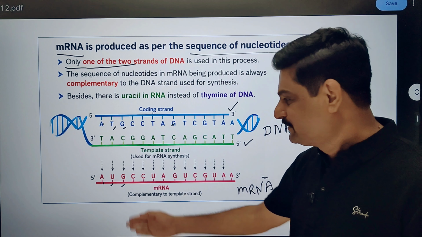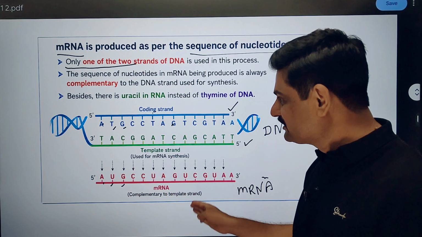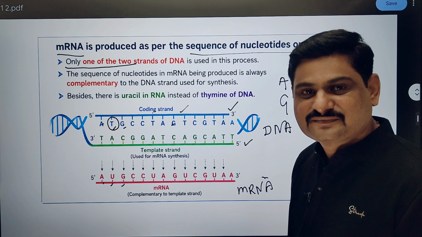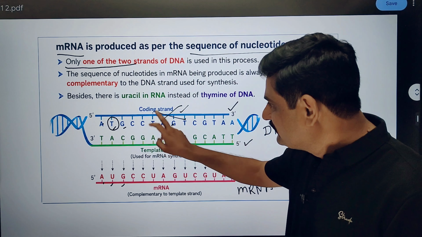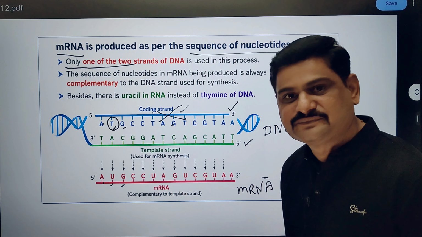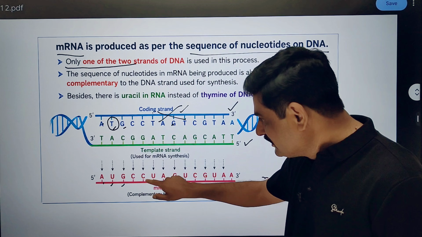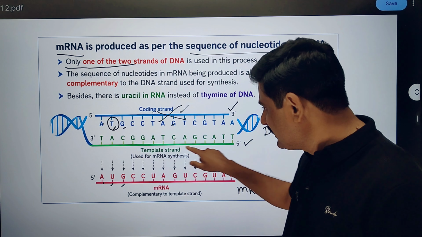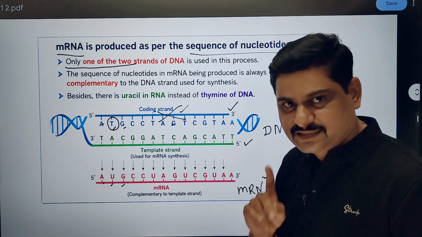It is similar there. If you read the sequence, leaving aside this T, you will find the same sequence. Here and here, the same sequence. So I am not interested in this blue strand. I am interested in green. Why green? Because from green only we made this. So the nucleotide sequence of mRNA is complementary to this strand of DNA. Clear? 3 points. 1. What is transcription?